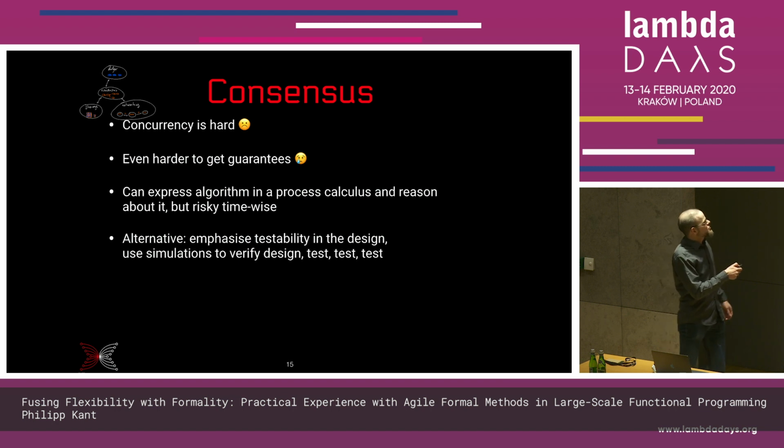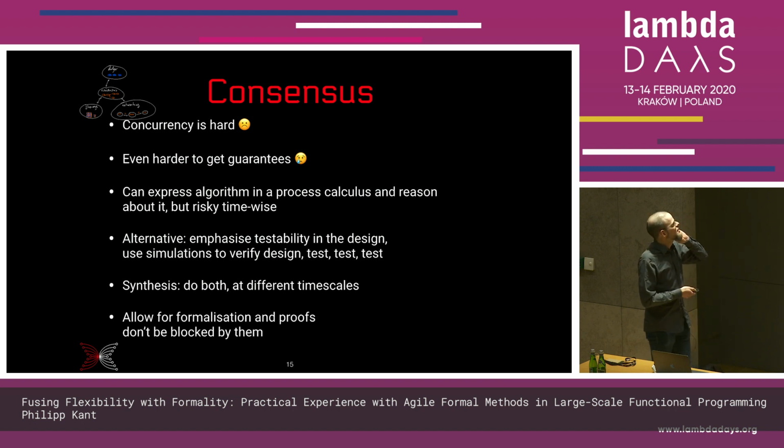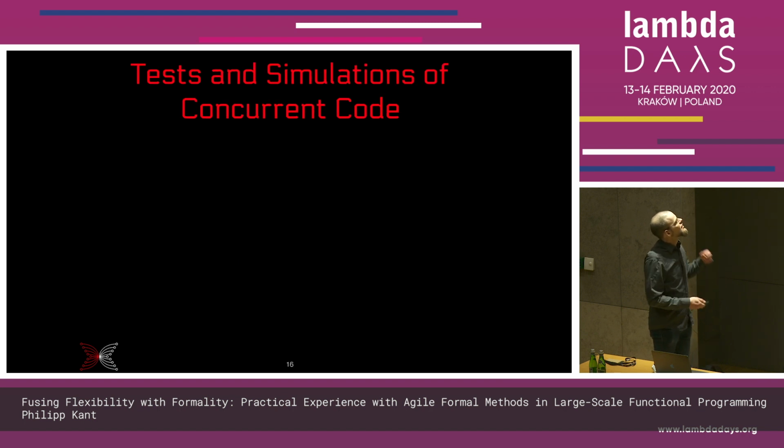What we did as an alternative was to emphasize testability early on in the design process, and then use simulations and verify the design, and then test with QuickCheck. And actually, what we're doing is both. So we start with doing this, and we have another team working on a formulation in process calculus. This allows us to do formalization proofs, but we're not blocked by it. We have something working, and something that we have high confidence in, but not optimal confidence in, and then we can fill in the gaps later.